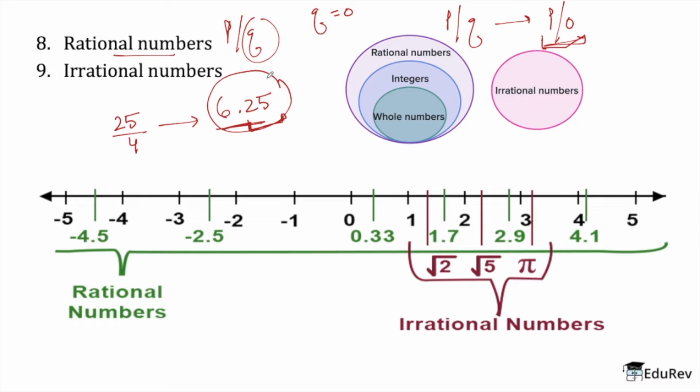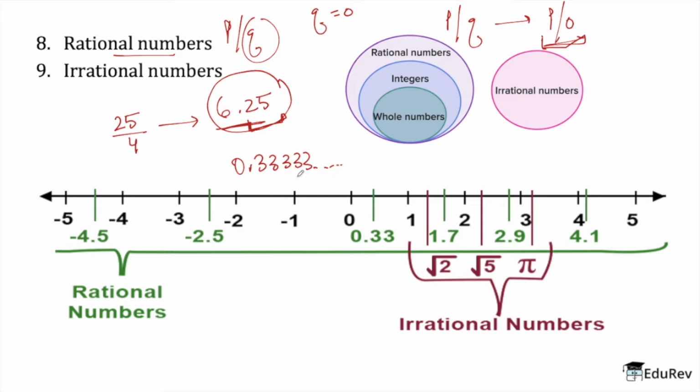And the second trick is when your number is non-terminating but it's repeating. For example, 0.33333 and so on. Now this number is not terminating, that means it is not ending, but it's repeating. That means the digits are repeating themselves. So this is going to be your rational number, right?